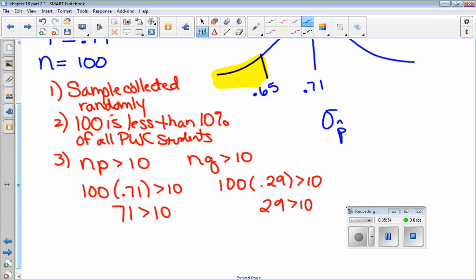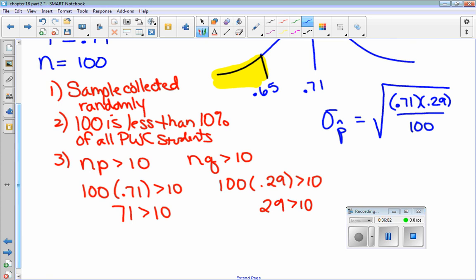Notice my notation, because I'm dealing with proportions this time. It's the standard deviation of the sample proportions. So it's going to be, what was the standard deviation? Did it even say? Oh, no. That's because we have the new. It's the square root of 0.71 times 0.29 divided by, there you go. Okay?